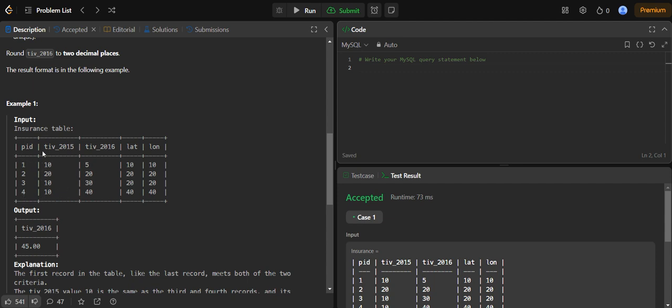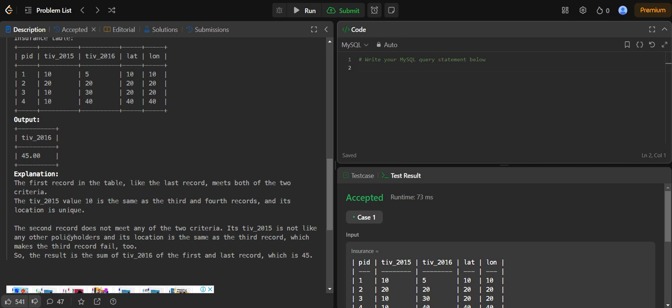We will check their 2015 total investment value. It is repeated. Nice. So now we will go to the 2016 values, 5 and 40. We will add them and I will get 45. So this is the explanation. You can read the explanation here.